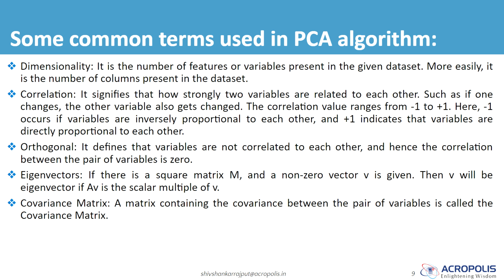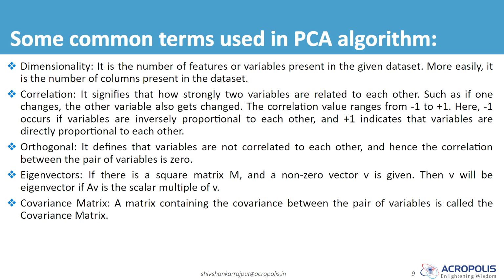Dimensionality is the number of features or variables present in the given dataset. More easily, it is the number of columns present in the dataset. It means dimension is the number of columns. Correlation specifies how strongly two variables are related to each other, such as if one changes, the other variable also changes. The correlation value ranges from -1 to +1. Here -1 occurs if variables are inversely proportional to each other, and +1 indicates that variables are directly proportional to each other. Correlation shows how two variables are related to each other.